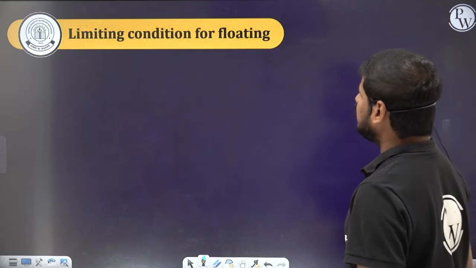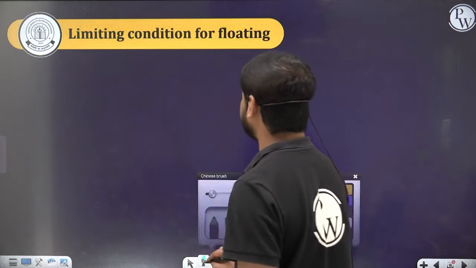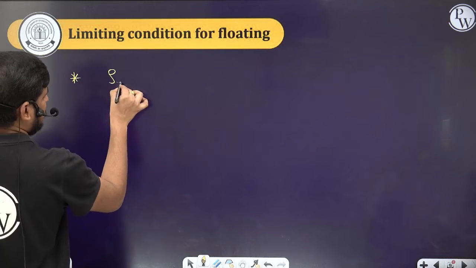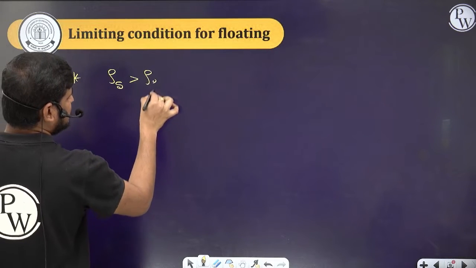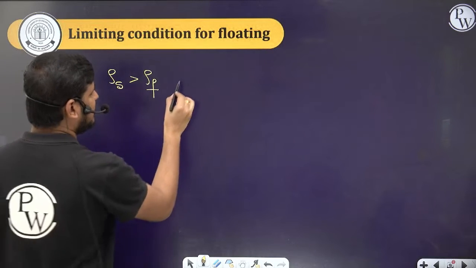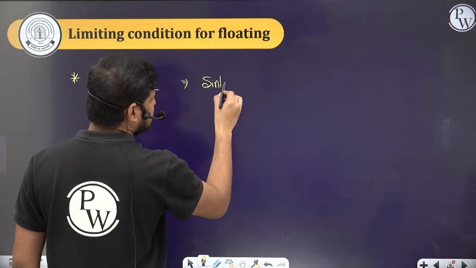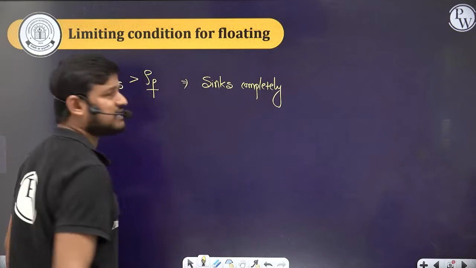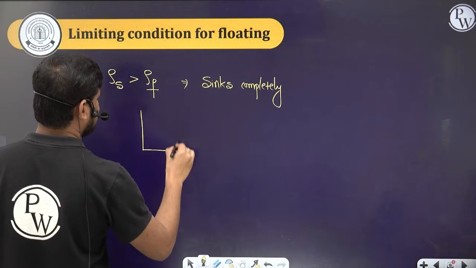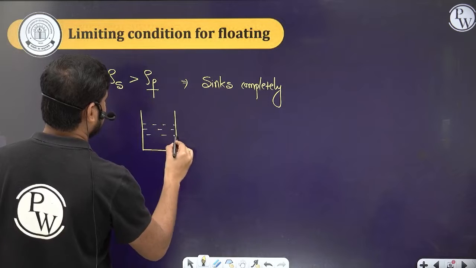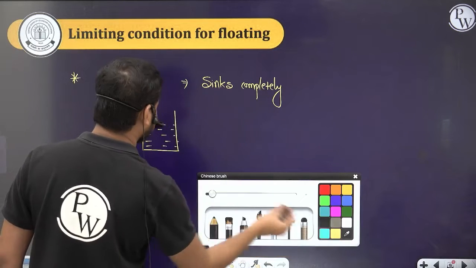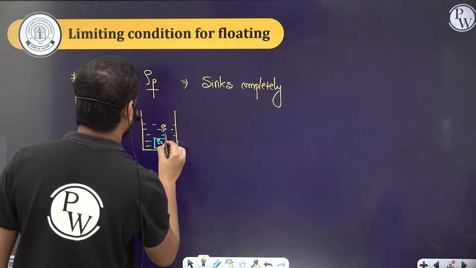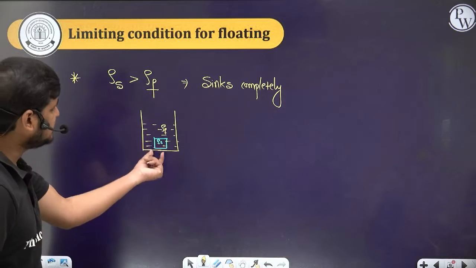So now, what is the limiting condition for floating? We have seen if the density of the solid is greater than the density of the fluid, it sinks completely. What does complete sinking mean? Here this is a container and here we have the liquid. If there is any object whose density, the density of solid, is greater than the density of fluid, it sinks completely like this.